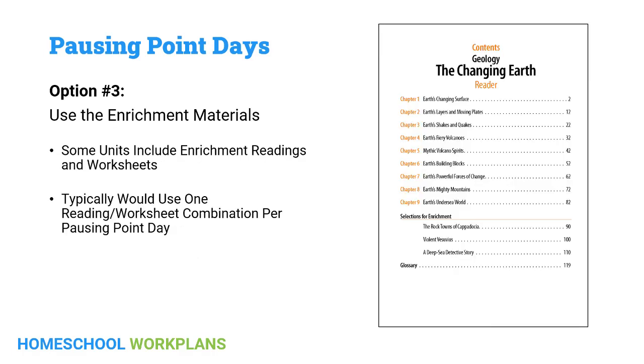All right, so finally we get to option number 3 here. Some units include enrichment materials, and you'll see these both in the back of the student reader as well as in the back of the activity book, and they're generally marked with an E. So those pages will be E2.1, something like that. You'll have enrichment worksheets for each of the enrichment readings. When there are enrichment materials available, typically you'll also see information about them in the teacher's resource section in the very back of the teacher's guide.